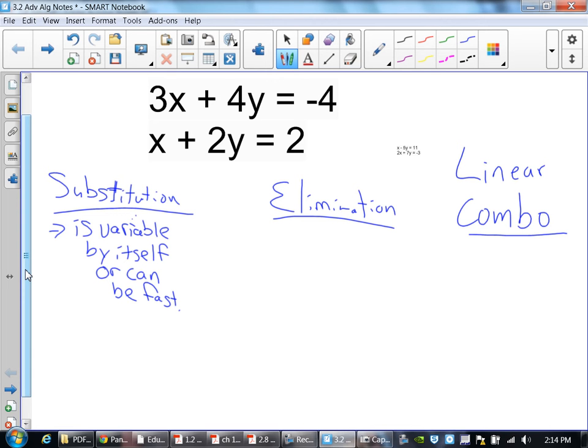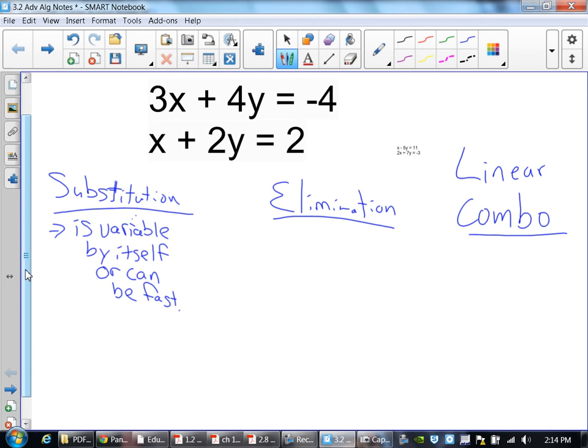So if I'm looking at the one up above it, see how it's x plus 2y equals 2? I can get x by itself in one step and use substitution. That's what I mean by can you get it by itself quickly, as opposed to solving it, dividing, and getting a fraction and all that. Sometimes it's not as clean to go that route.